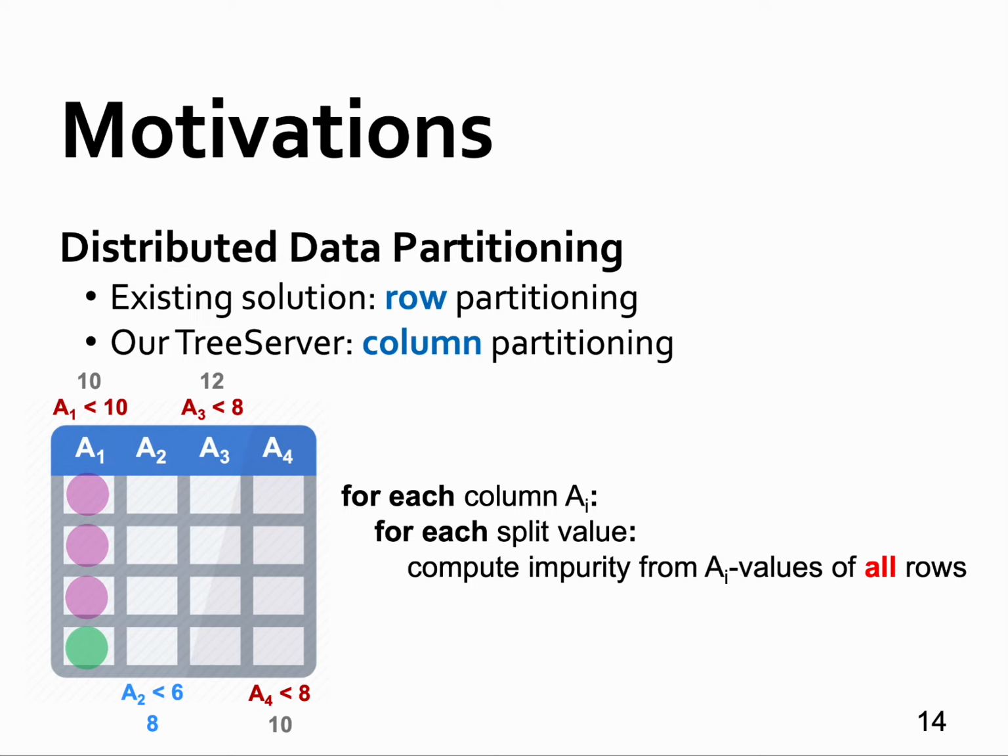Recall that to compute a node split condition, we need to find the best split condition for each column Ai. And for each column, we actually need to try many alternative split values to partition the rows. So if the rows are on different machines, a lot of communication is needed for each split value of each column. In contrast, our TreeServer system partitions the data table by columns so that each machine that holds a column Ai can compute the best split condition of Ai by itself without communication.